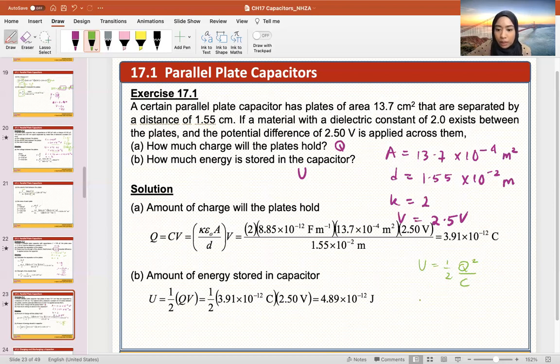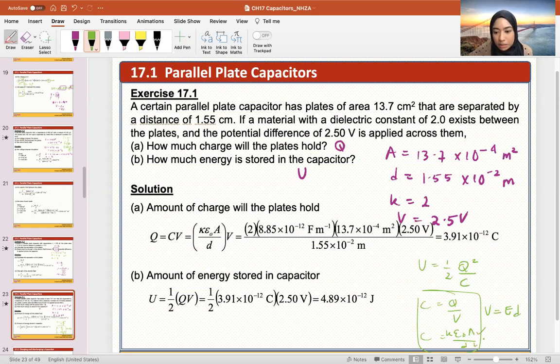So we have, sorry, C equals Q over V. And then we have epsilon naught, sorry, K A over D. At this point, I will be surprised if you can't remember this part. Sebab dah macam dah 100 kali, cerita dah 100 kali. Banyak kali lah. Okay, so it's asking you how much charge will the plates hold? I want to find Q, I have A, I have D, I have K, fancy K. So I can solve for C first.